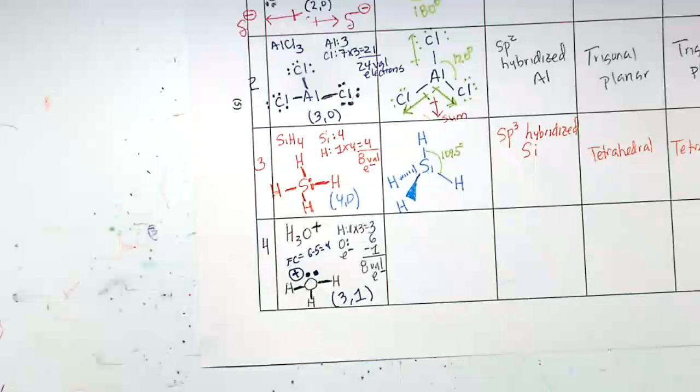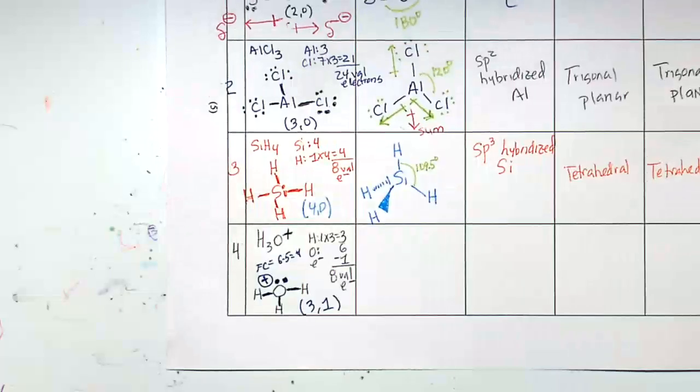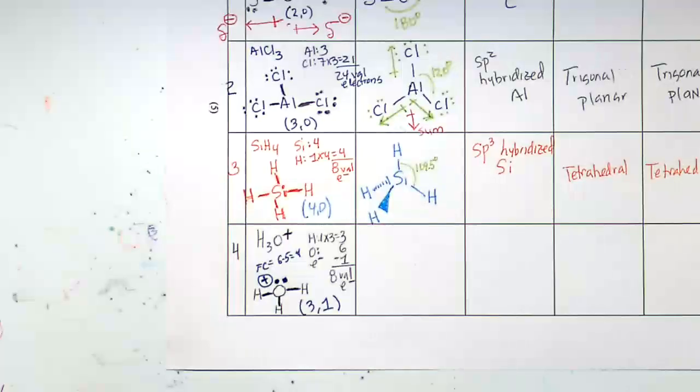Let me see that, Daniela. 4 bonding, 1 lone pair. Oh, so it will be trigonal pyramidal. Yeah, 4 bonding, and out of those 4, 1 is a lone pair. So it's going to be trigonal pyramidal. Okay.